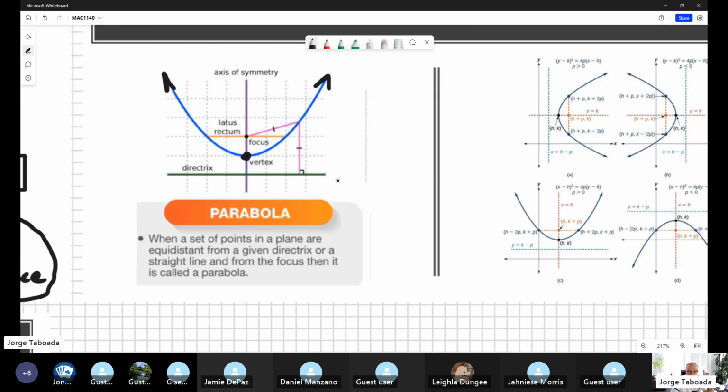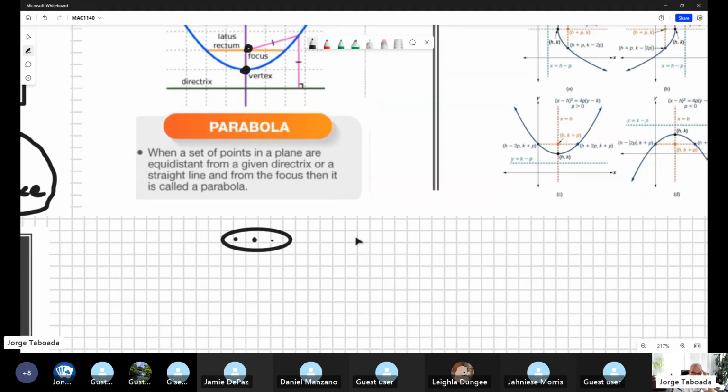We have no center. Parabola has no center, because to have a center, we need a closed figure. Parabola has a vertex. Parabola has a focus, but only one, not two. Remember, the ellipse has two foci. By the way, I forgot to explain that the ellipse also has vertices, two vertices.